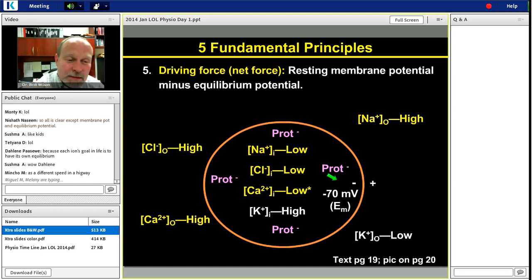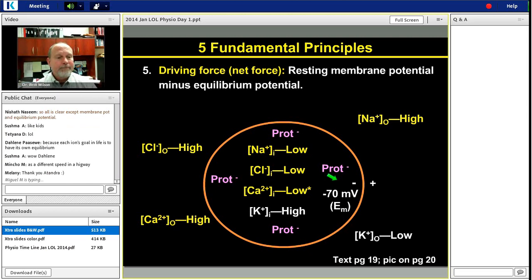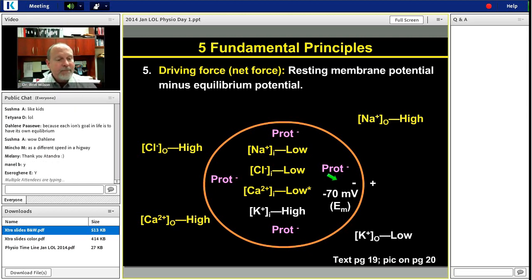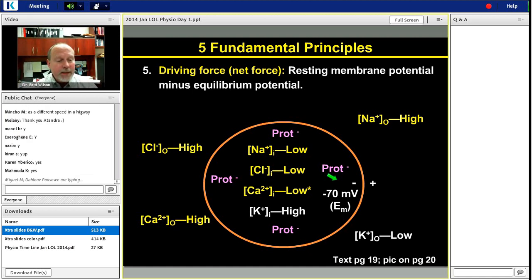Make sense? We'll get there, Nisbet. We'll get there. Membrane potential is just what we measure. Membrane potential is the potential difference across.